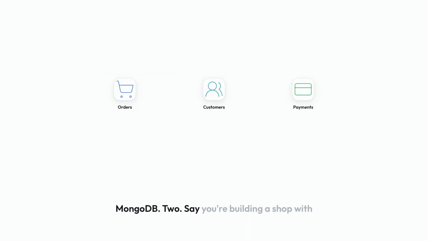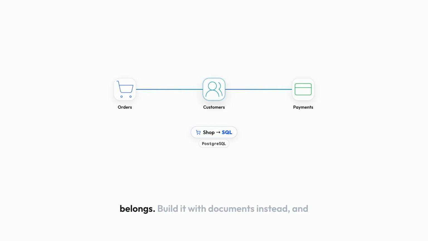2. Say you're building a shop with AI. Here, orders and customers and payments all have to connect precisely. One order ties to one customer with several products under it. Data that has to interlock like that is where SQL, like PostgreSQL, belongs. Build it with documents instead, and you would be copying the customer's info into every single order. The moment they change one address, you're hunting down dozens of copies to fix.